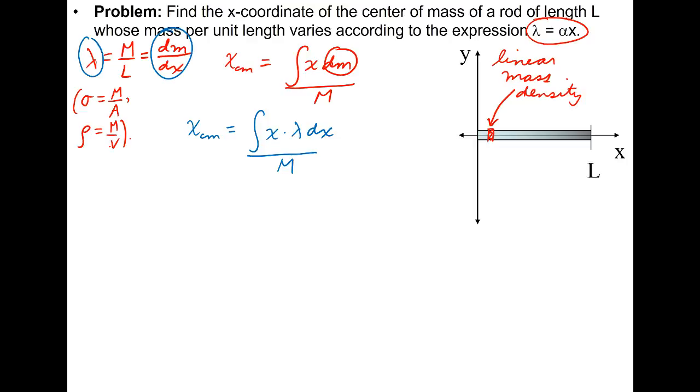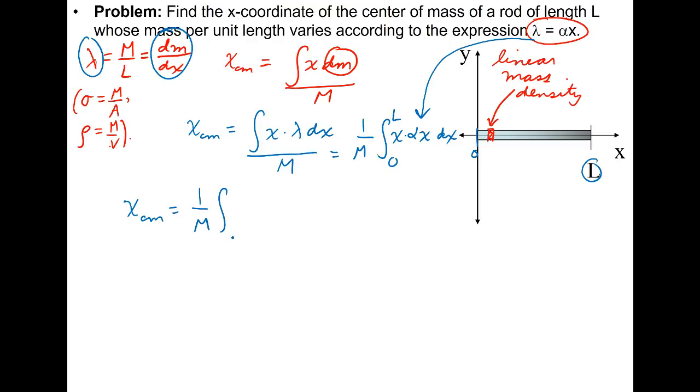Okay, so we're going to come back to this. All right, come back to this m. We can write it as 1 over m times the integral of x times lambda, but lambda is alpha x, and that's dx. Now that it's with respect to x, we're going from 0 to L. So those are the limits on the integration. So x center of mass is 1 over m, integral from 0 to L of alpha x squared dx.